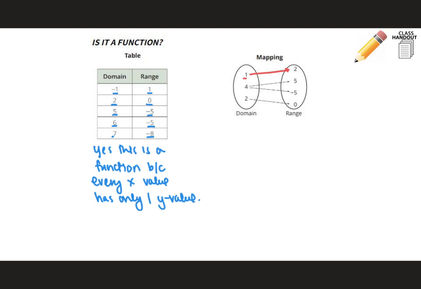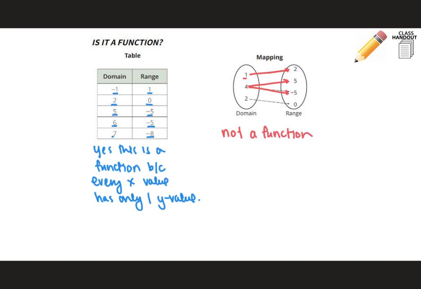If we go look at the second example, though, we have the number 4. 4 is not only going to 5, but it's also going to -5. Since that's an x value with two separate y values, think of this like a machine. If I put in a 4, for it to be a functional machine, I want to know exactly what is going to come out. Since 4 maps to 5 and -5, I don't know if I'm going to get a 5 or a -5. So in this case, this is not a function.